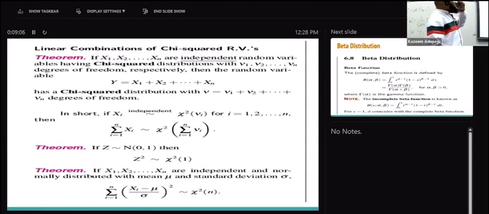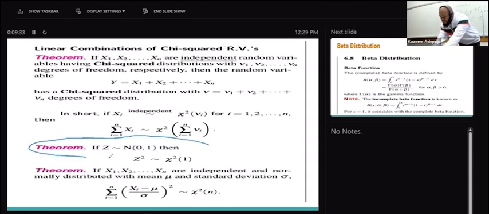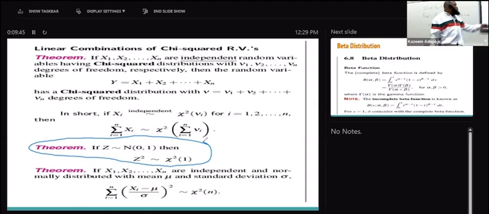Now, what am I talking about? Take a look at this. If I have x1, x2, up to xn, particularly look at the theorem here. Do you see that theorem? For those of you online, the theorem that I circled is talking about z following a standard normal distribution, just like what I said. The square of z will follow chi-squared with degree of freedom 1.